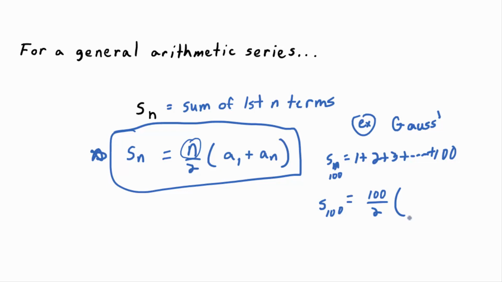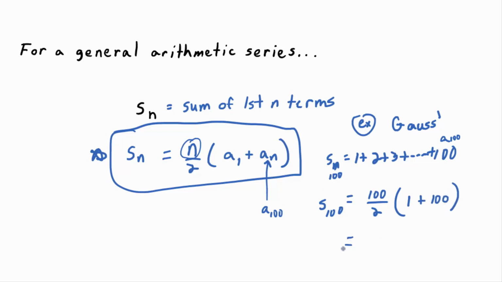So 100 over 2, that's what the formula says. What's a1 here? 1. And then what's an here, which would be a100, right? n, in this case, is the location of the last term in the series. So what would that be? a100 is what we're plugging in right there. And that would actually be the number 100.